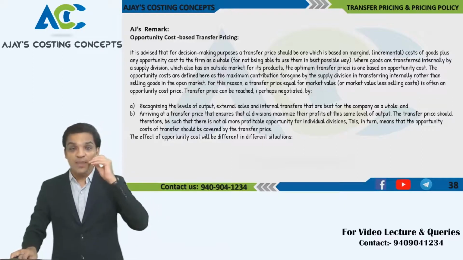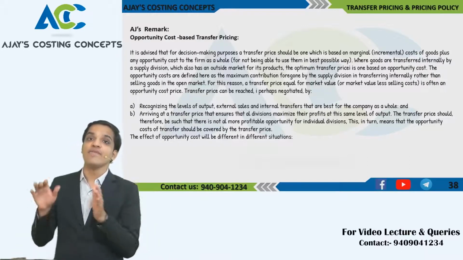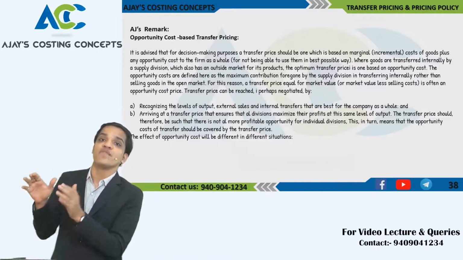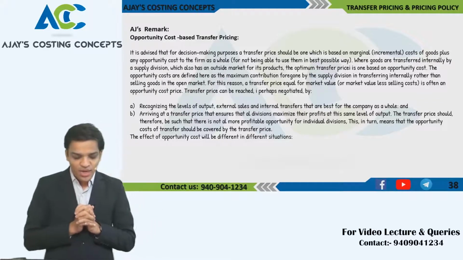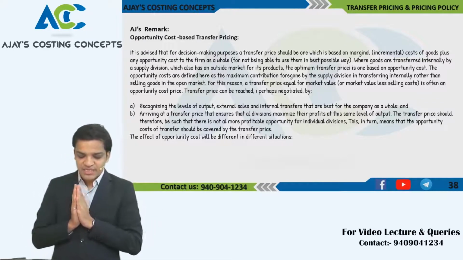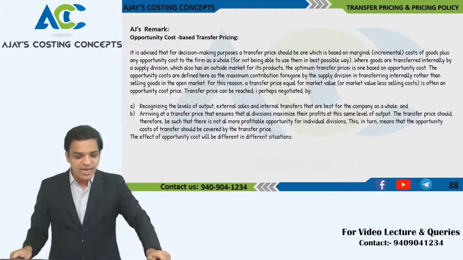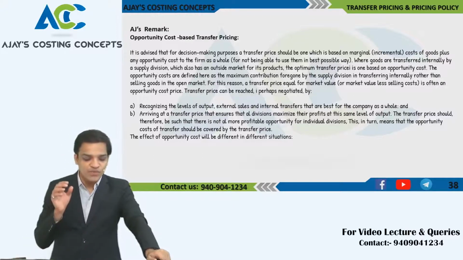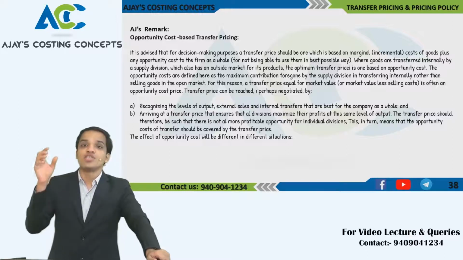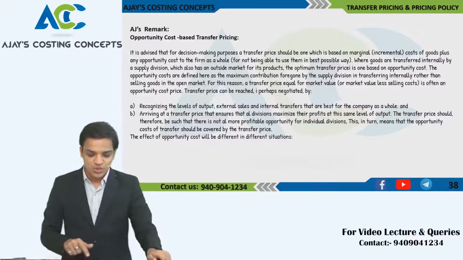If we have spare capacity, is it able to fulfill all the demand of the internal market, or do I have to compromise or sacrifice my external market somewhere? Arriving at a transfer price ensures that all divisions maximize their profits at the same level of output. The transfer price should therefore be such that there is no more profitable opportunity for individual divisions. This in turn means that the opportunity cost of transfer should be covered by the transfer price. The effect of opportunity cost will be different in different situations.